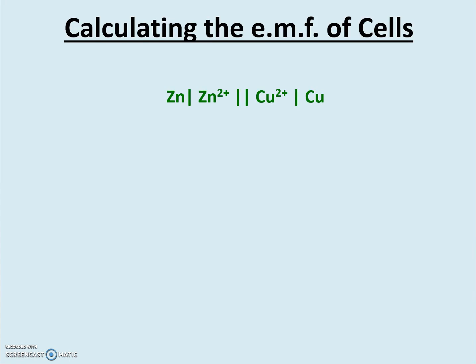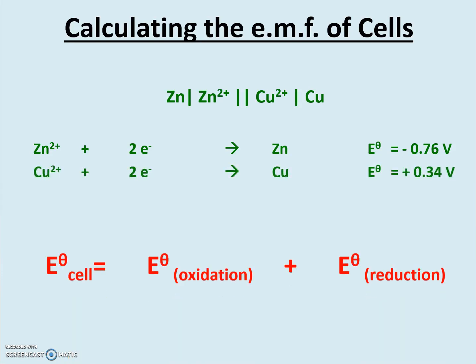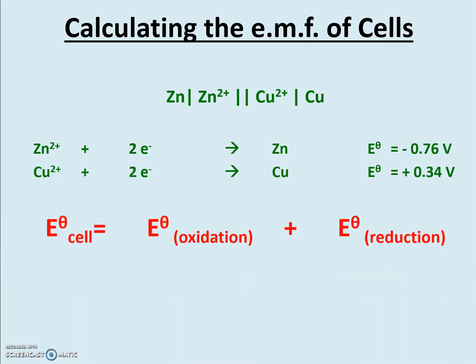So how would we go about calculating the EMF of this cell? So here's just a reminder of our values. We use this formula. The E cell, or the EMF of the cell, is equal to the electrode potential for the oxidation reaction plus the electrode potential for the reduction reaction.